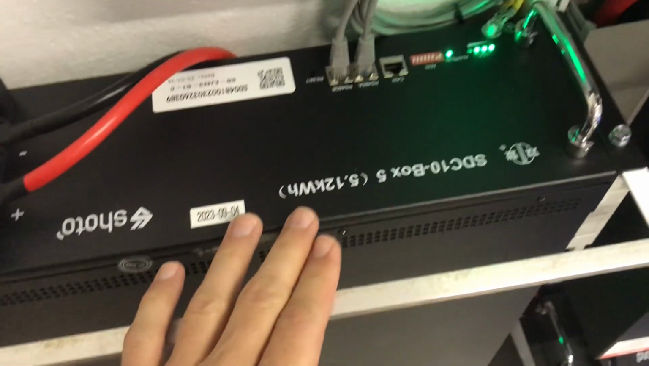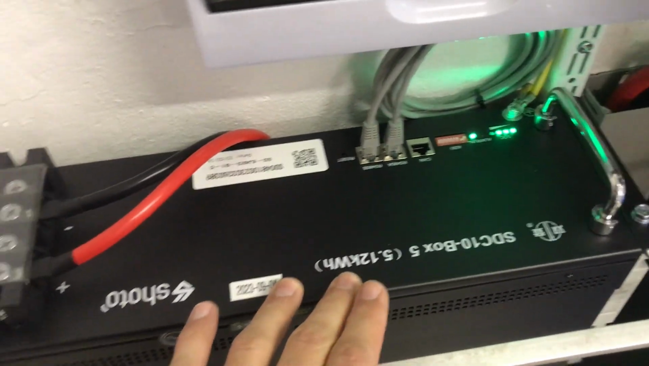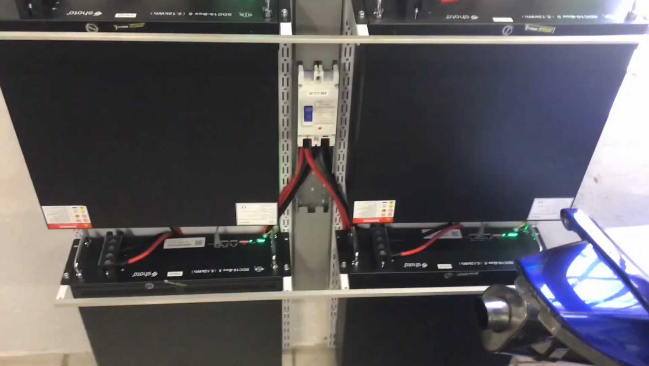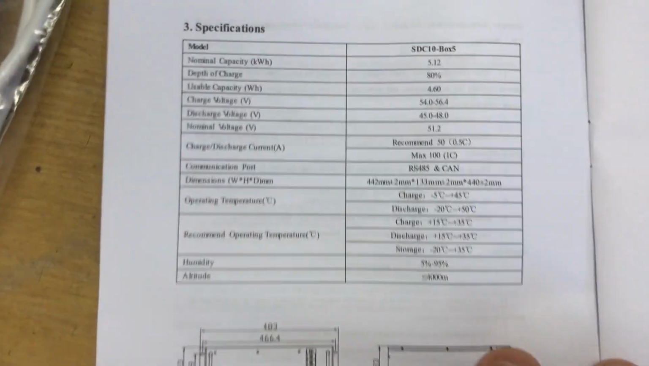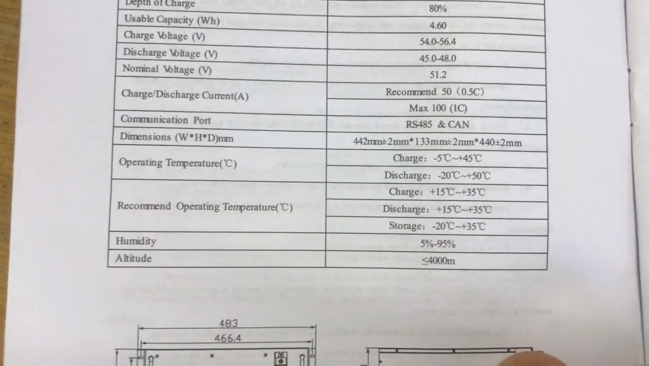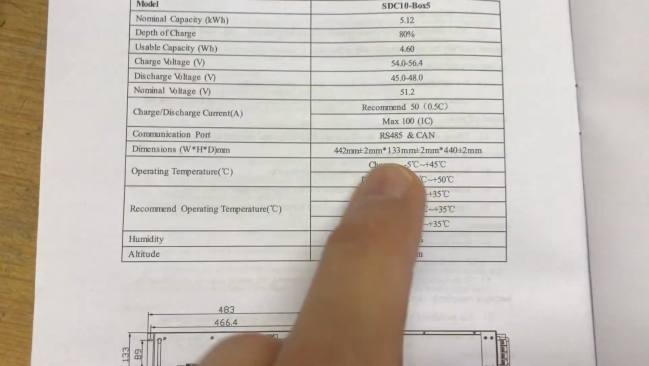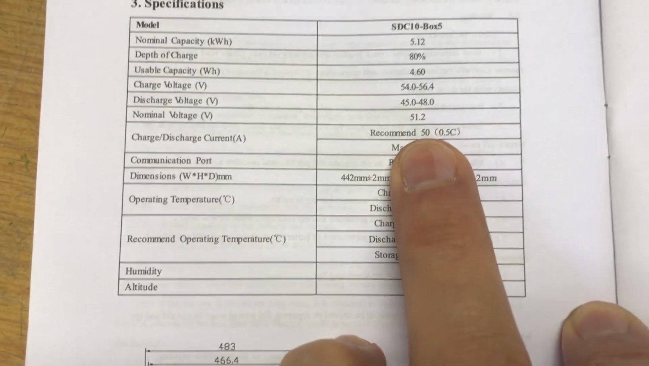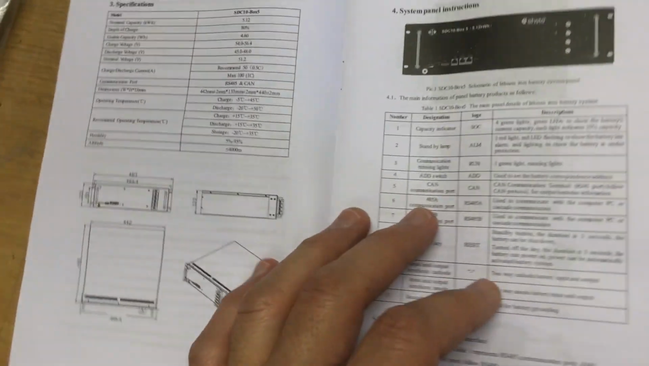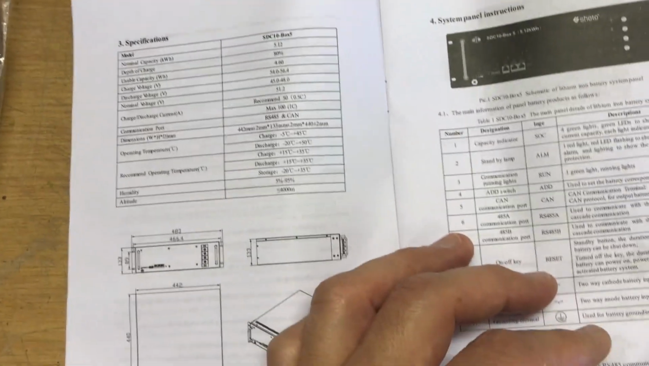So these are 5 kilowatt hours each, so that gives me a total of 20 kilowatt hours installed capacity. Each of these batteries is, I think, 100 amp hours. They each have a recommended charge and discharge current of 50 amps, right? That's 0.5C. If you hook them up in parallel, like I've done, then you can get 200 amps quite safely out of four batteries.